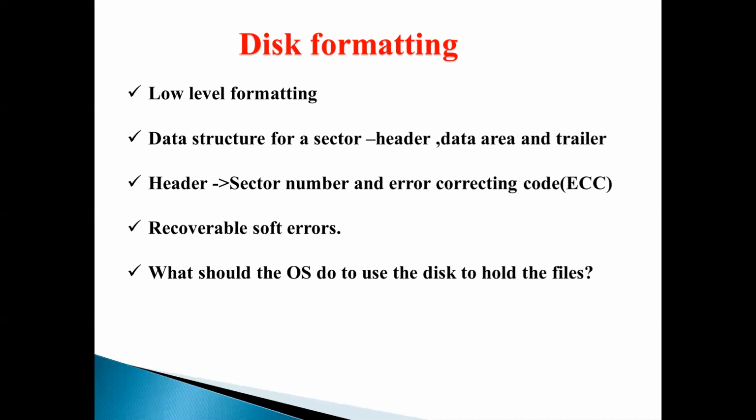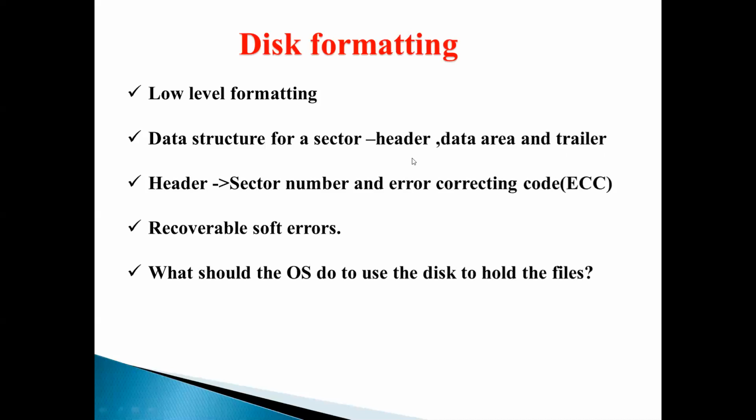The disk will be filled with a special data structure for each sector. We know that in a magnetic hard disk we have circular tracks and each track is divided into sectors, right? So a special data structure is filled for every sector of every track. This data structure consists of three parts: the header, then the data area, and then the trailer. For the data area you can choose between different sizes, namely 256 bytes, 512 bytes, or 1024 bytes. Apart from that, we also have the header and the trailer for every sector.